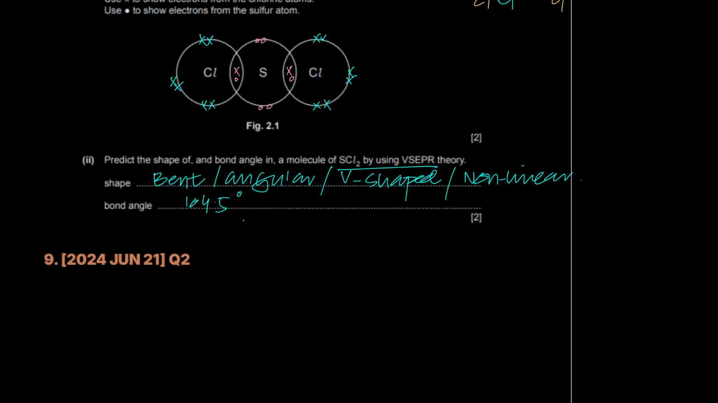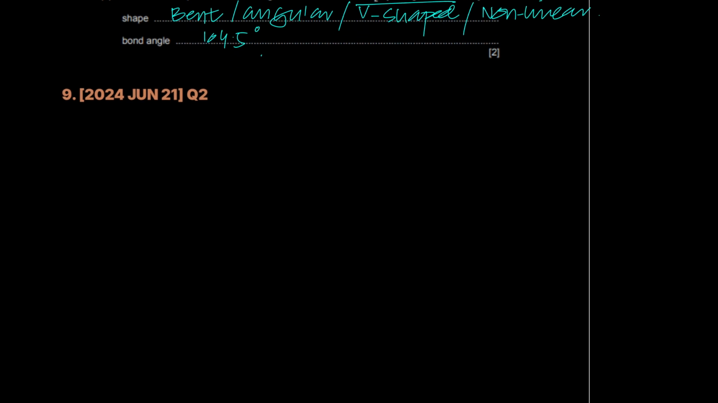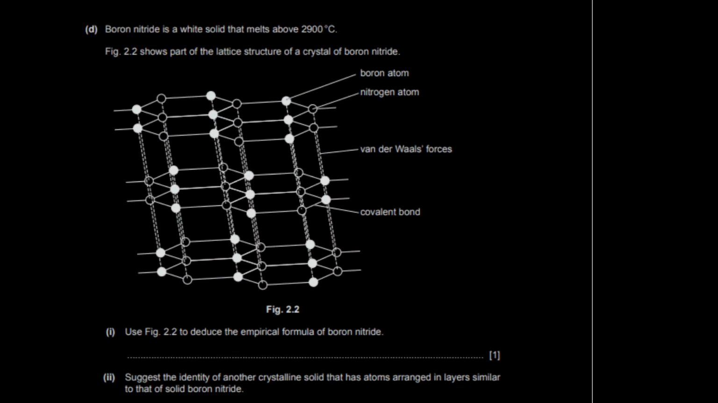Oh, I would have gotten a mark deducted. That's how crucial A levels is. I need to put on the degree sign as well. Degrees. If you just wrote 104.5, maybe you wouldn't have gotten the mark.